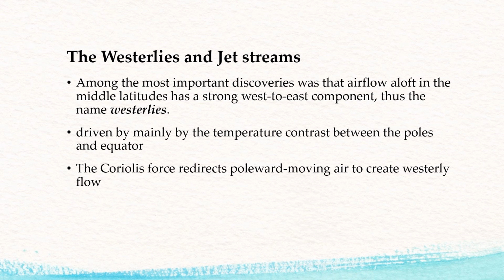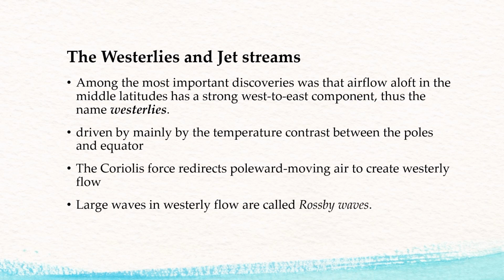And that's why, because of these factors, the westerlies aloft do not flow along straight paths. Instead, they follow wavy or meandering paths that have long wavelengths. And these large waves in westerly flow, this is what we call Rossby waves.